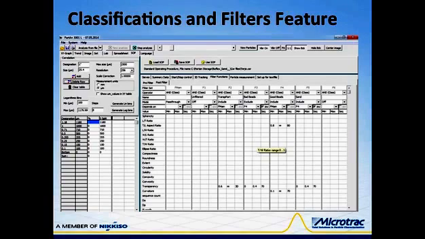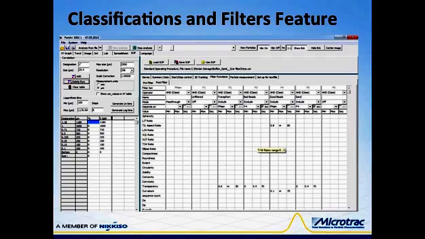This is the screen in the software in which not only classifications can be defined, but also filters. I won't go into the details of how this screen gets created, but it's well covered in the manual. Instead, I'll explain how classifications and filters are used, and they are exclusive to image analysis, size, and shape technology.